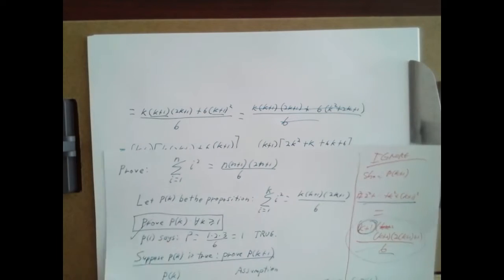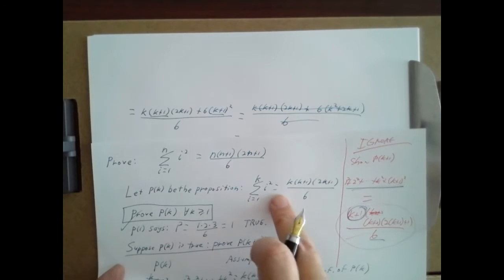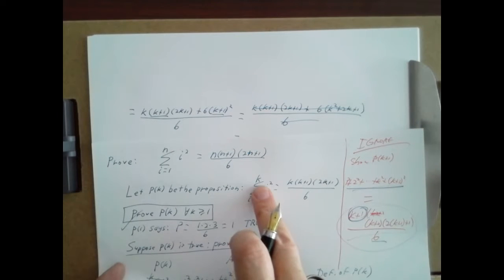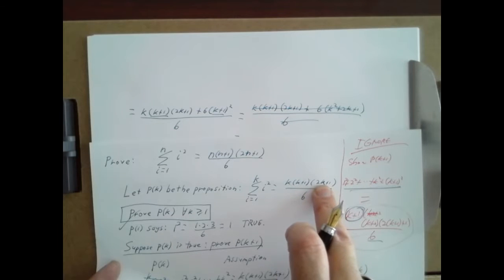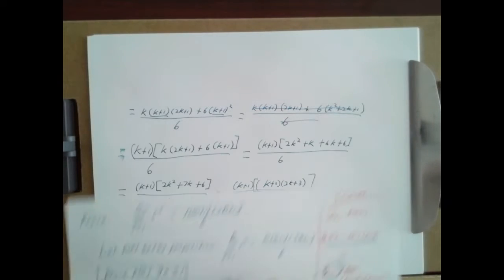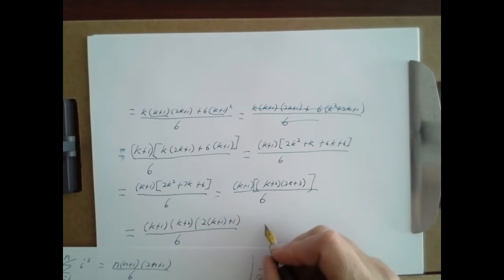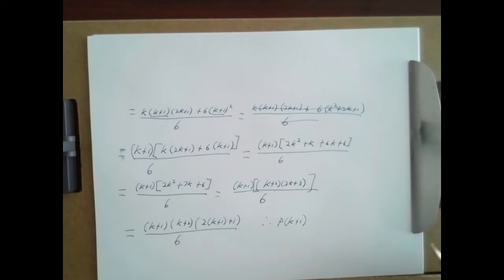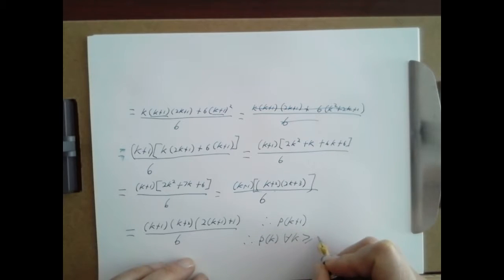And that's exactly what P of k plus 1 says. Right? P of k is the proposition that your sum up to k gives you this. P of k plus 1 says a sum up to k plus 1 squared gives you k plus 1 times k plus 2 times 2k plus 1 divided by 6. That's exactly what we got. So therefore, P of k plus 1 is true, and therefore P of k for all k bigger than or equal to 1.